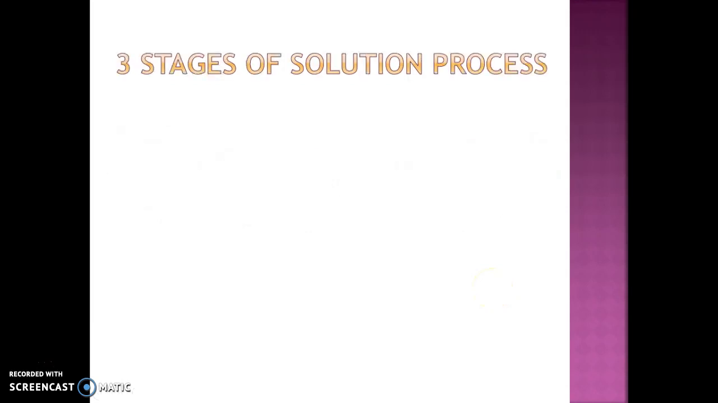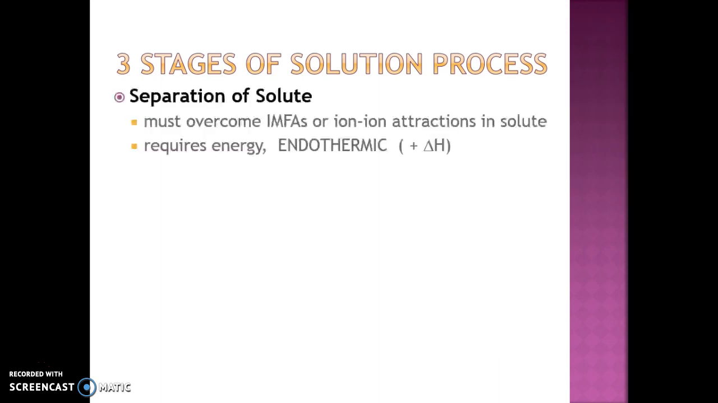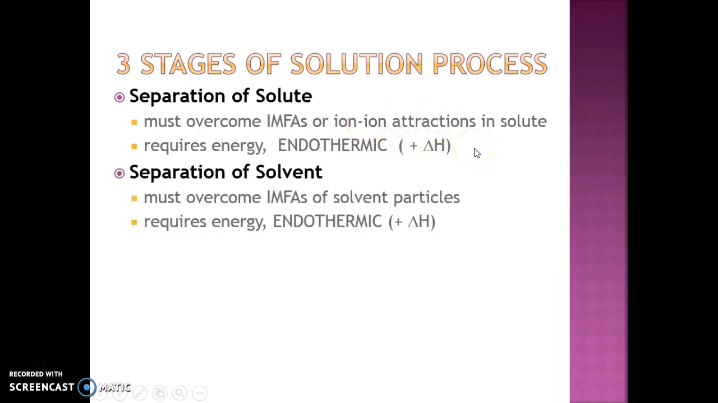Okay, so 3 stages of a solution dissolving process, or the process of making a solution. This is going to look a lot like a Born-Haber cycle. So we're not going to spend a whole lot of time with it. You're familiar with Born-Haber cycles. These are much simpler, however. So there are 3 things that have to happen. First off, you have to separate the solute. So that means breaking up the IMFAs. This typically requires energy, so that's an endothermic process. We're going to add energy to it.